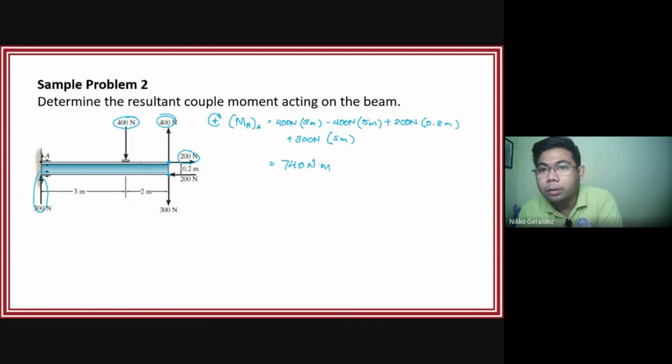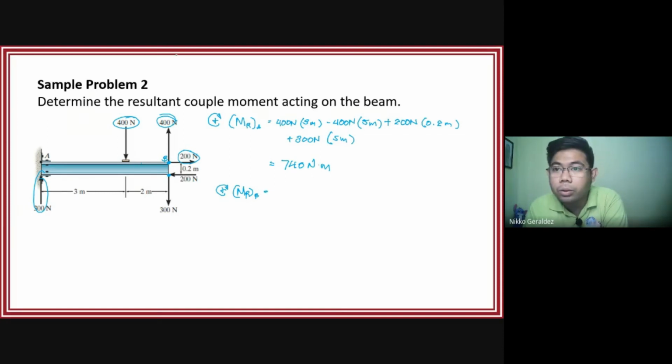Kapag pipili ka ng point, pili ka kung saan maraming nag-a-acting forces para maka-cancel out. Onti yung forces na kukuwentahan ng moment. Halimbawa, tawagin natin tong point B. Ayan, tingnan natin kung parehas yung magiging sagot. So, resultant moment at point B, clockwise, positive.